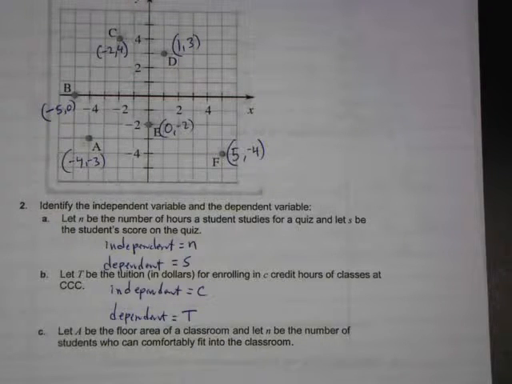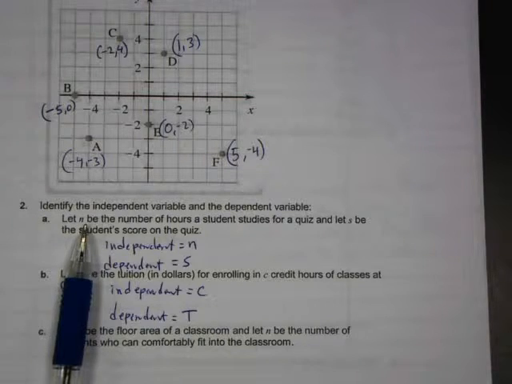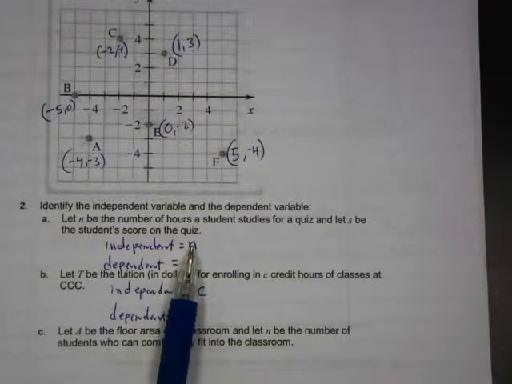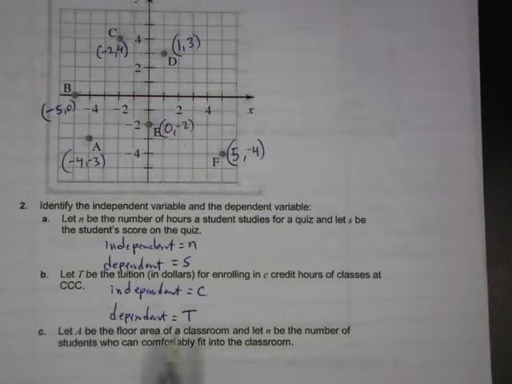Okay, so notice that it doesn't make a difference which order they show up in the sentence, does it? Because for part A, N showed up first, and N turned out to be independent. But for the second one, T showed up first in the sentence, and T turned out to be dependent. But the order that they show up in the sentence makes absolutely no difference. You've got to think about which one am I going to know and which one am I going to figure out.